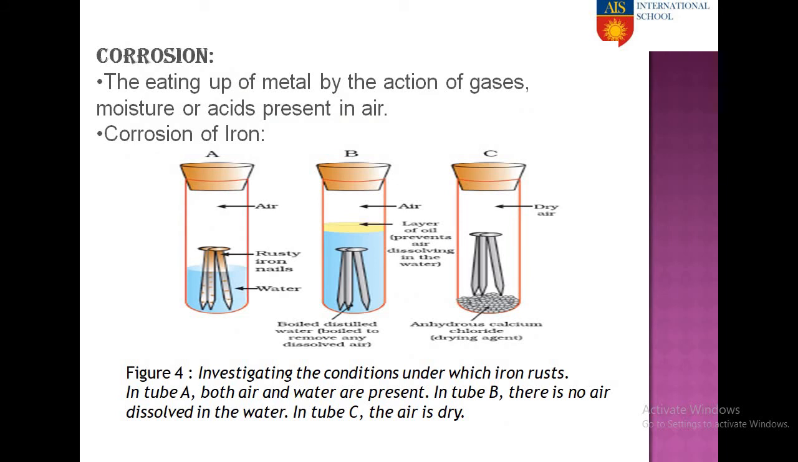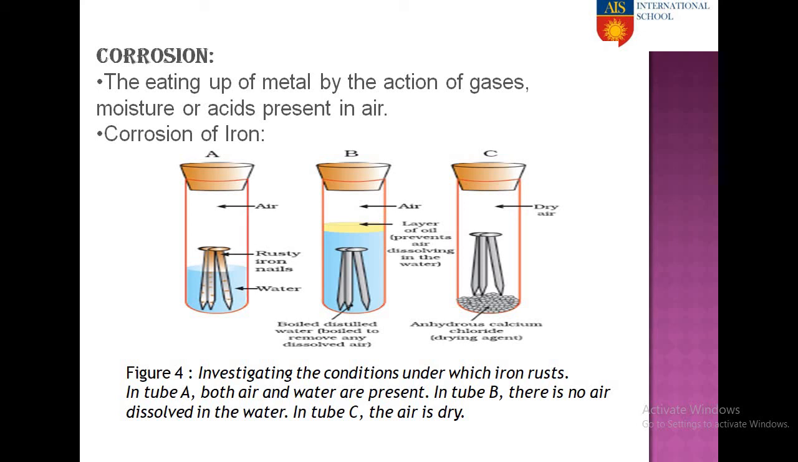Now corrosion. What do you mean by corrosion? It is the eating up of a metal by the action of gases, moisture or acid present in air. This is called corrosion. Clear? The eating of a metal. That means the metal got corroded by the action of gases, moisture or acids present in air.